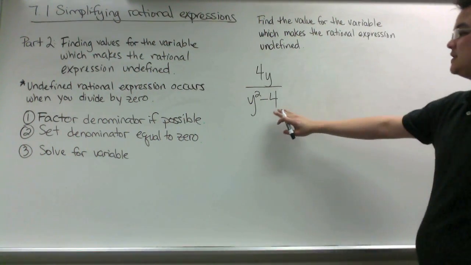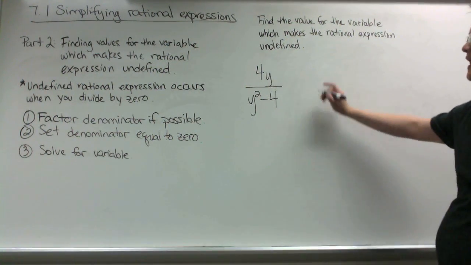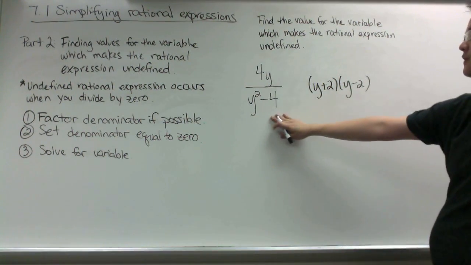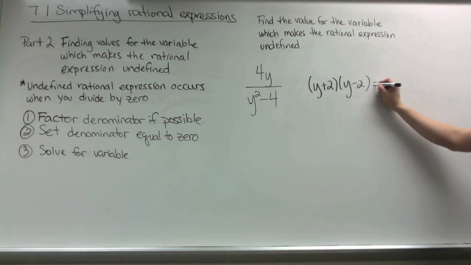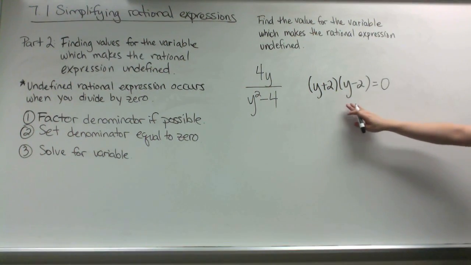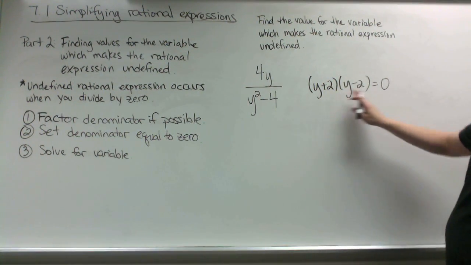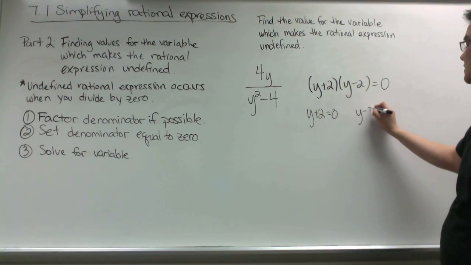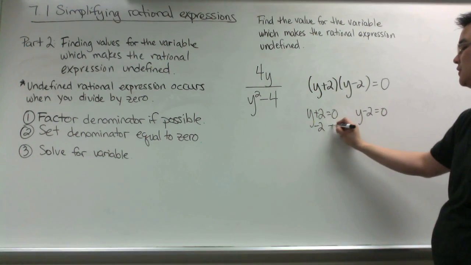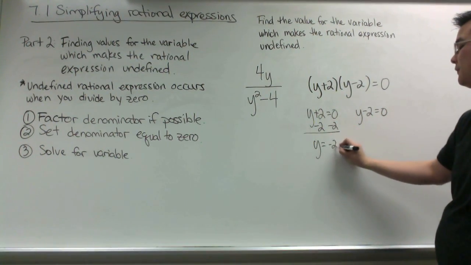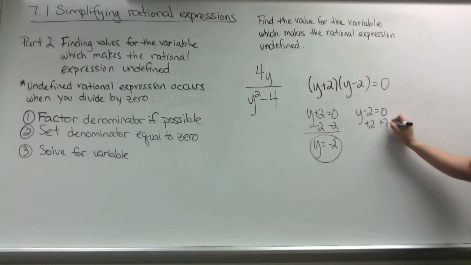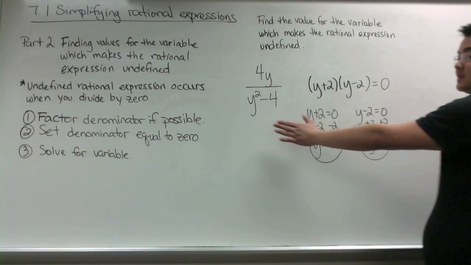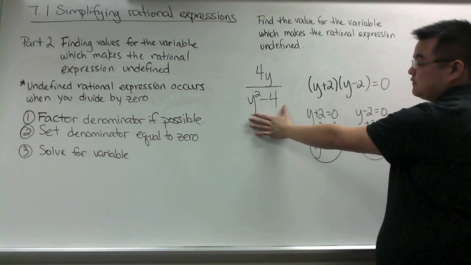In our next example, we have the denominator as y squared minus 4, so we're going to factor the denominator, which is y plus 2 and y minus 2. Recall, this is a difference of perfect squares. Then we're going to set this equal to 0. Much like we did in our last lesson, solving quadratic equations, we're going to set each of the binomials equal to 0. So I have y plus 2 equals 0, y minus 2 equals 0. Then we're going to subtract 2 on both sides here, y equals negative 2. Add 2 to both sides here, y is equal to 2. So in this example, 2 and negative 2 cause the denominator to be 0, which causes the rational expression to be undefined.